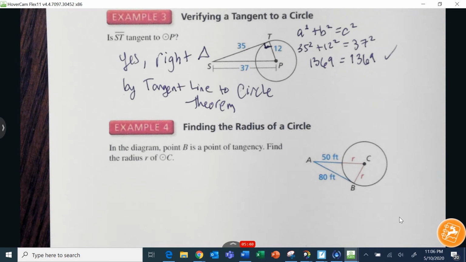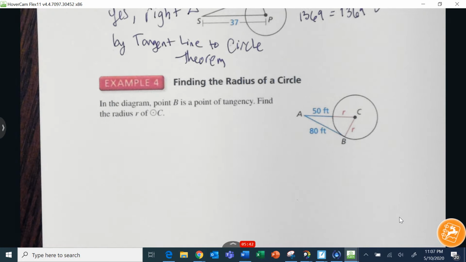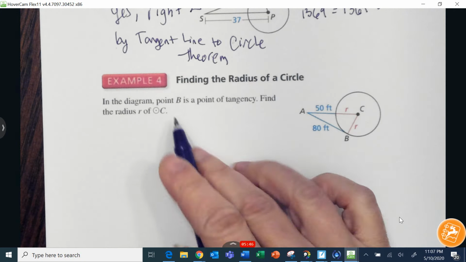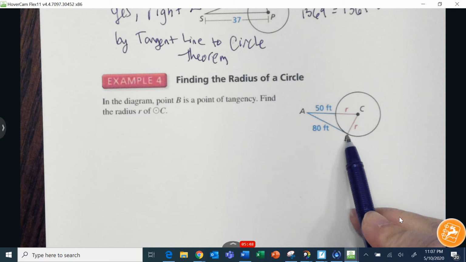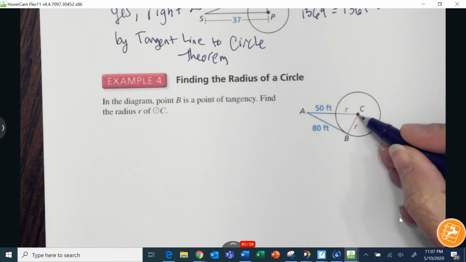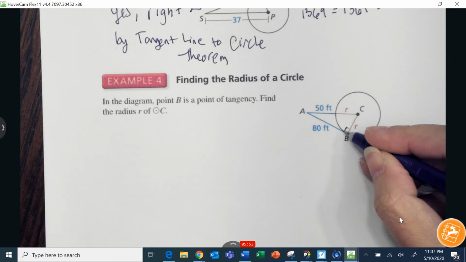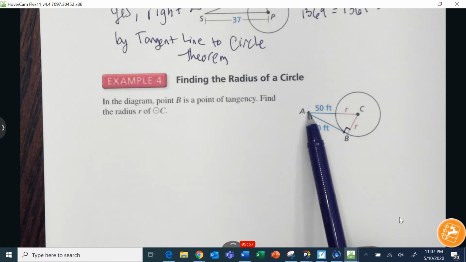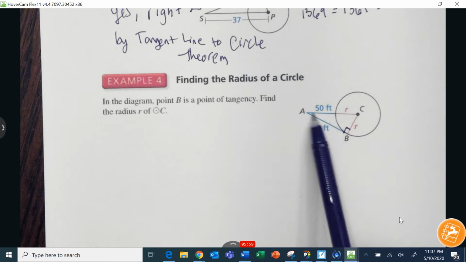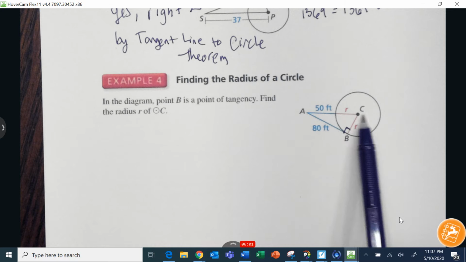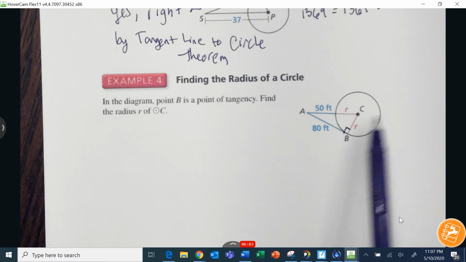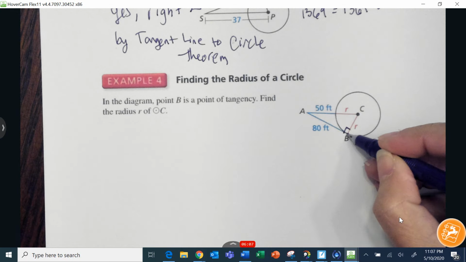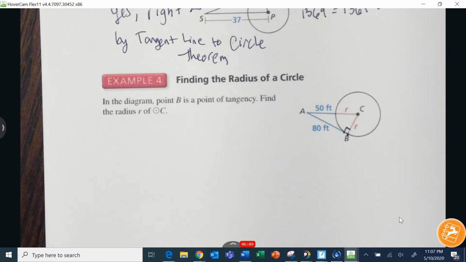All right, example 4, find the radius of a circle. If point B is the point of tangency, and this is a radius marked R, then this has to make 90 degrees. Over here it is not 90 degrees because A is not a tangent. That would be something that passes through the circle. This would be part of a secant. So the tangent AB hits at the point of tangency B. This has got to be 90 degrees.